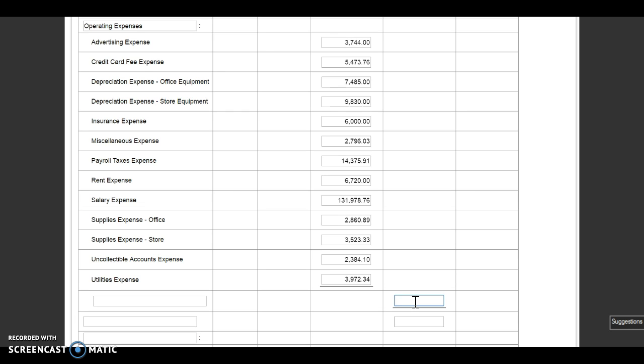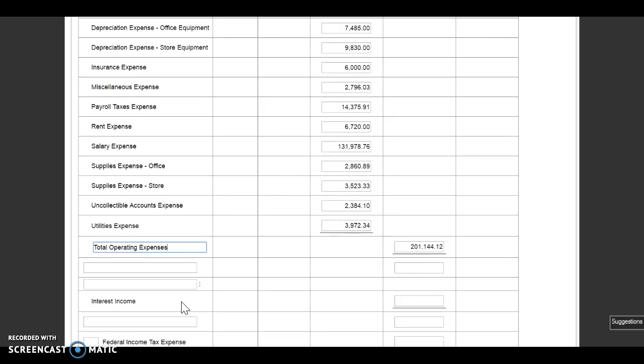Okay, we should get 201,144.12. This is going to be labeled as our total operating expenses. Next part then is we're going to figure out what our income from operations is.